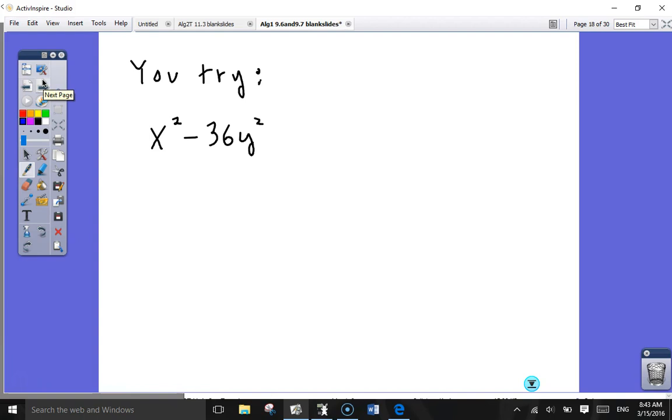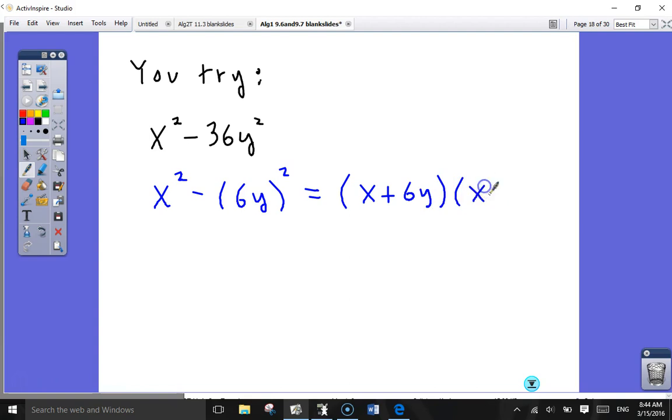Okay, how about this one? Try that one. Again, it might help if you write it like the difference of squares: difference meaning subtraction, and then something squared minus something squared. 36 is a perfect square, so how does it factor? X plus 6y times x minus 6y.